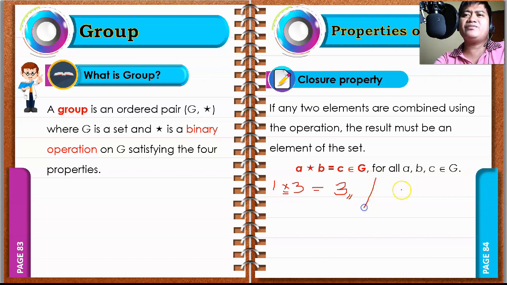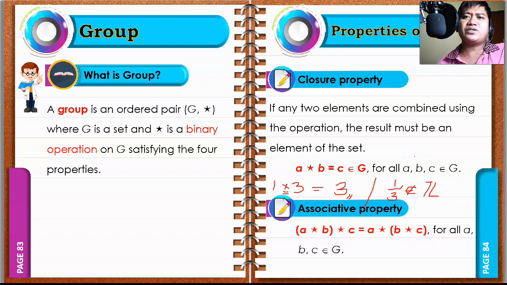But take note that the integers are not closed under division. For example, we have 1 divided by 3, and 1 divided by 3 is 1/3, and 1/3 is not an element of the integers. Therefore, Z is not closed under division. Take note also that Z is closed under addition and also under subtraction. For the next property, we have the associative property.